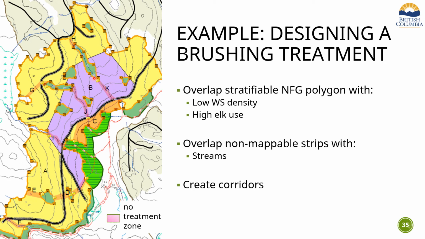We will also keep non-mappable, non-stratifiable strips along the streams and between the retention patches and the outer block boundary. This helps create connectivity and corridors for wildlife.